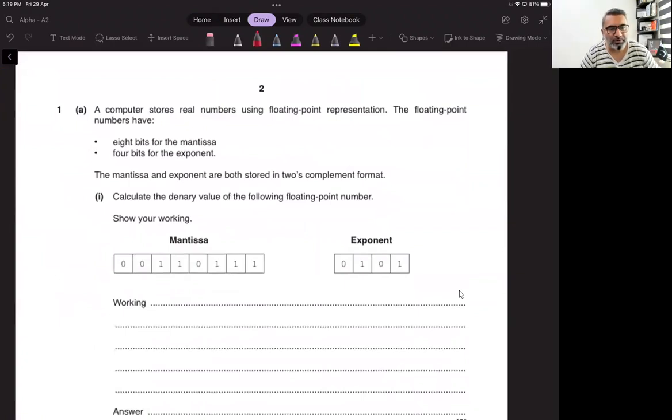Question number 1. A computer stores real numbers using floating point representations. The floating point numbers have 8 bits for the mantissa, 4 bits for the exponent. The mantissa and exponent are both in 2's complement form. Calculate the denary value of the following floating point numbers.